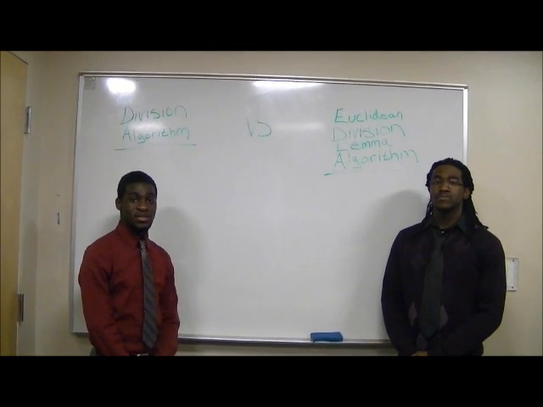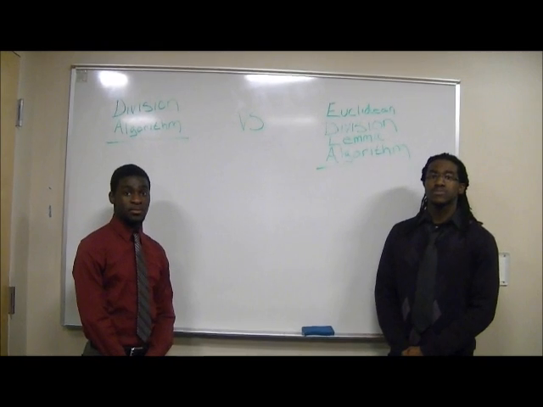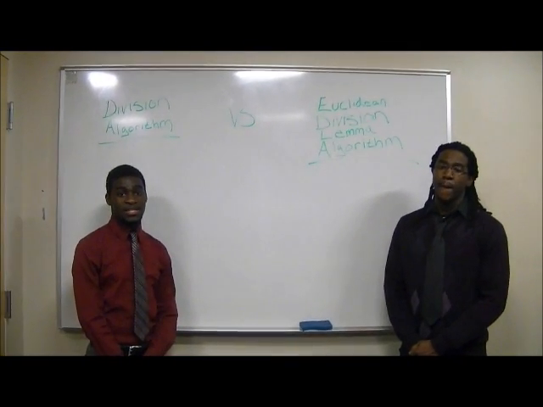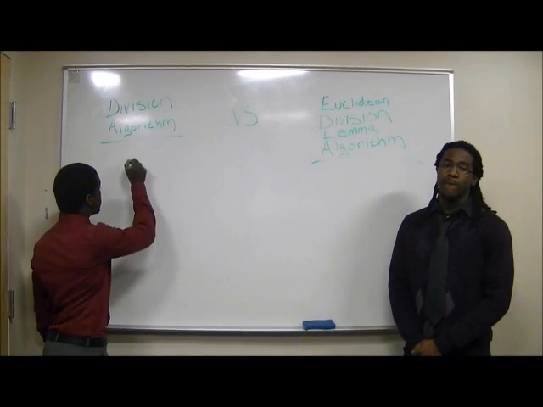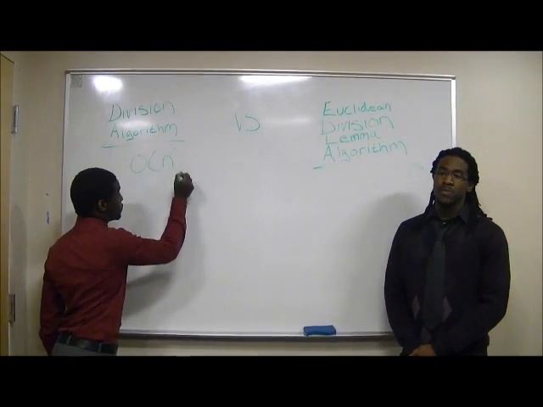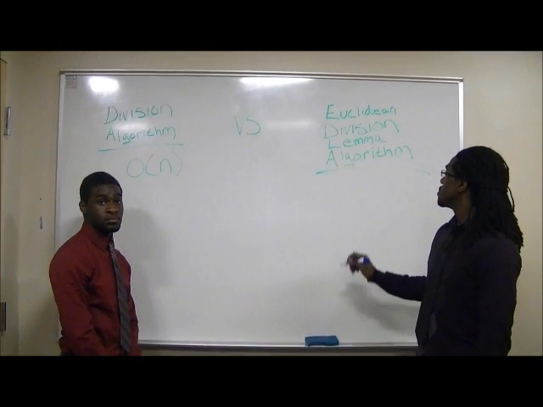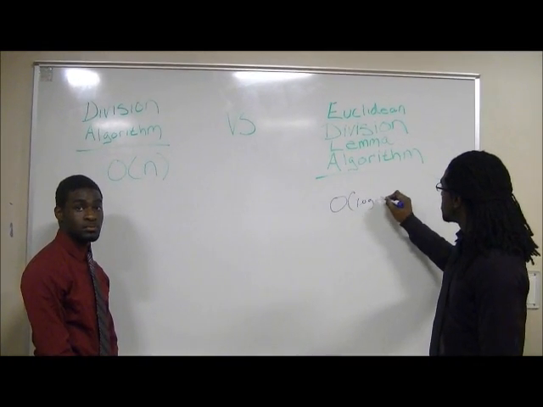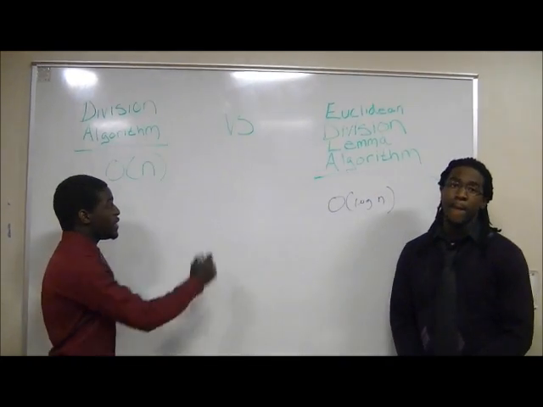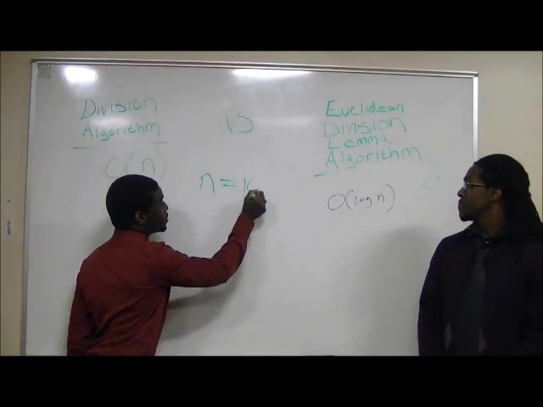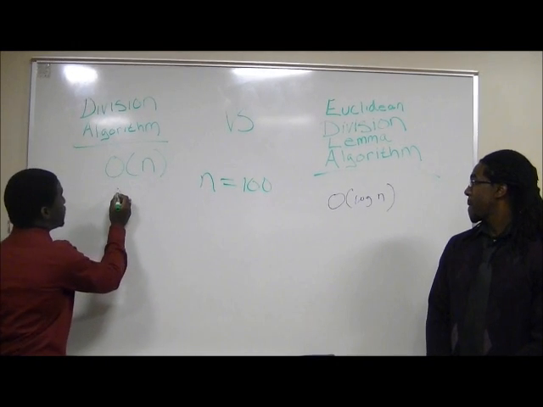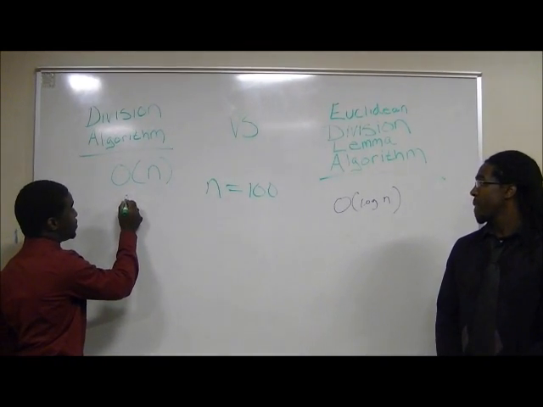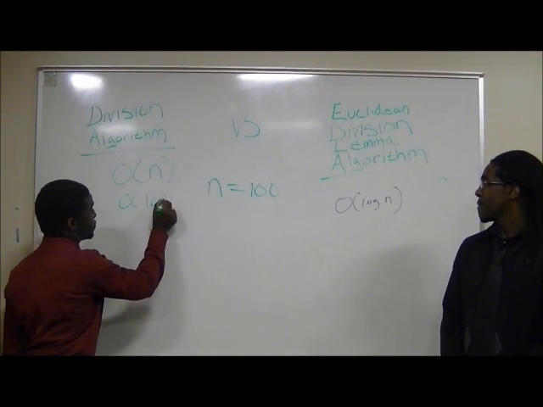Hello again, and we're here to explain the time complexity of problem number 2. For the division algorithm, the time complexity is big O of n. The time complexity for the Euclidean division algorithm is big O log of n. If n is equal to 100, then the time complexity of the division algorithm would be equal to 100.